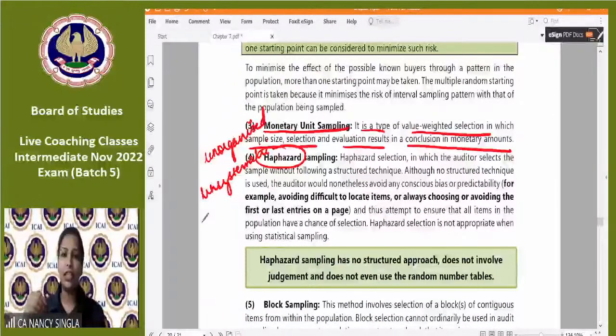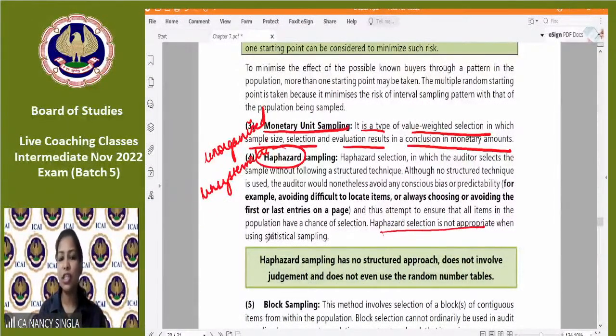Okay, 10th, I'll check. 50th, I will check. 70th, I'll check. 100th, I'll check. He's not aware as to what is there in the 50th. Haphazard way, unstructured, unorganized way. Okay? Tell me, is it appropriate when you are using statistical sampling? No. So haphazard selection is not appropriate. Haphazard sampling has no structured approach, does not involve judgment, and does not even use the random number table.